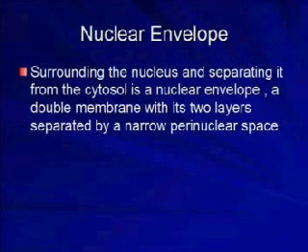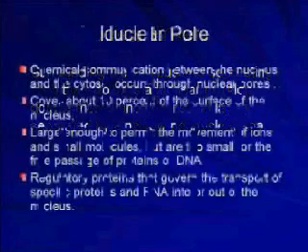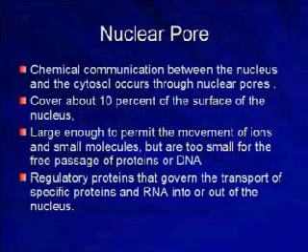And so there has to be some communication between the nucleus and the cytosol because the nucleus obviously needs energy sources, protein elements as well. And so that communication takes place through structures referred to as nuclear pores. This is the chemical communication between the nucleus and the cytosol. It basically covers about 10% of the surface of the nucleus.